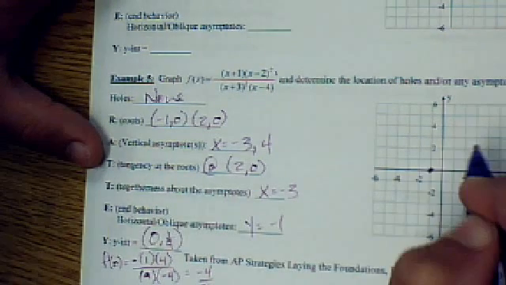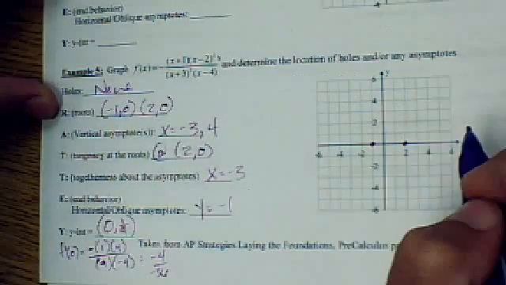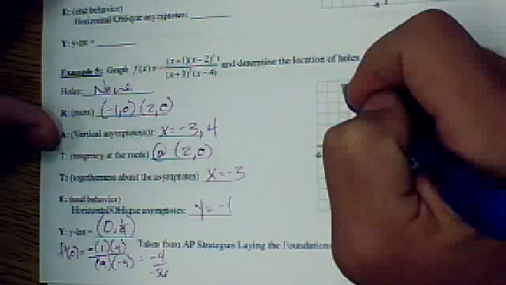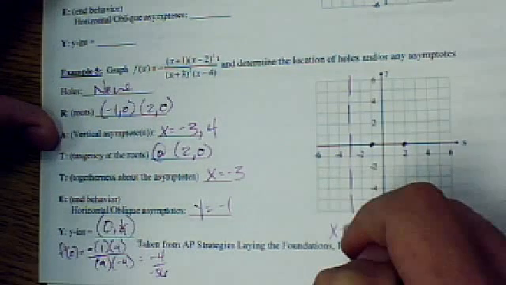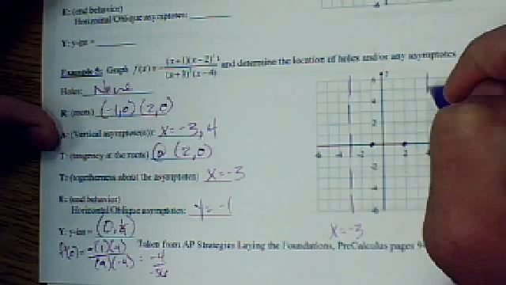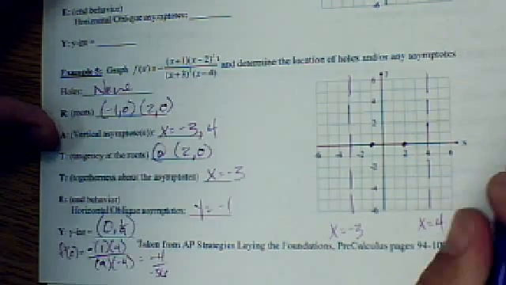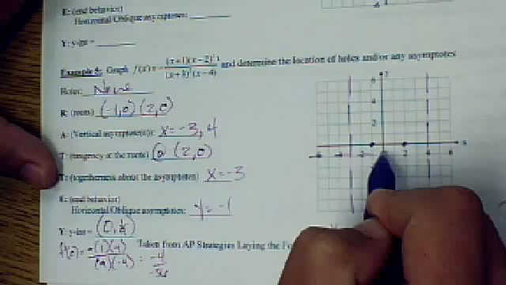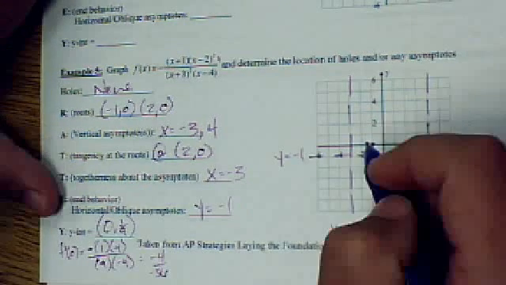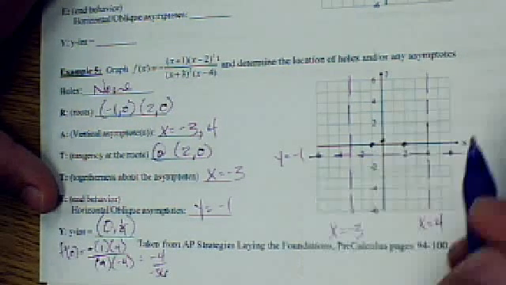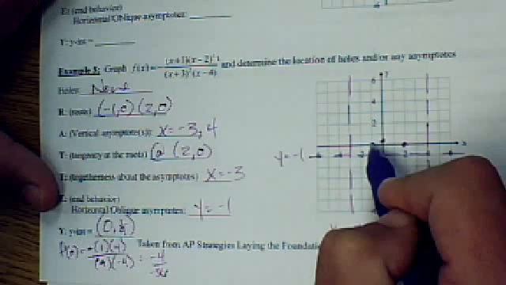Okay, so let's look at the graph. I have a root at -1. I have a root at 2. I have a vertical asymptote at -3. I have a vertical asymptote at 4. I have a horizontal asymptote at -1. And lastly, I have a y-intercept right there at 1/9. So I have 3 coordinates right here that give me a good shape of the graph.